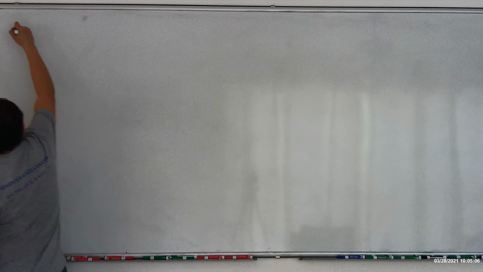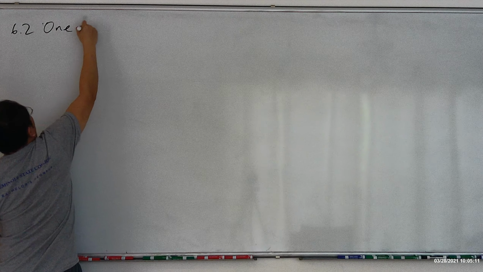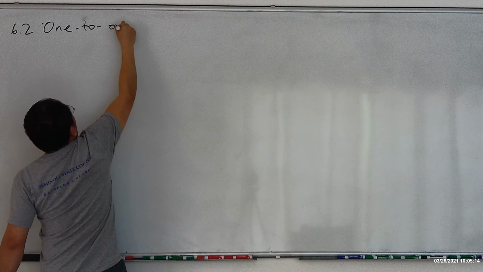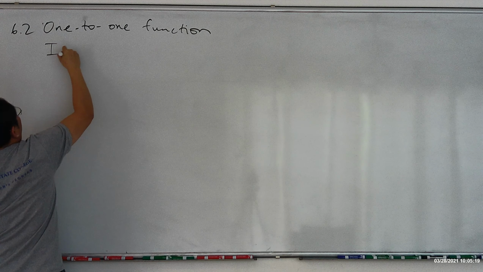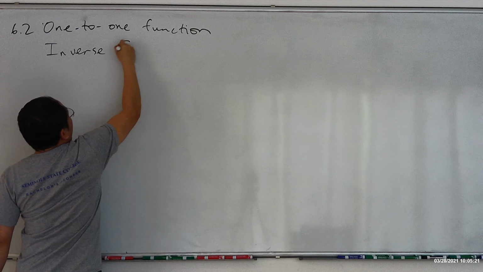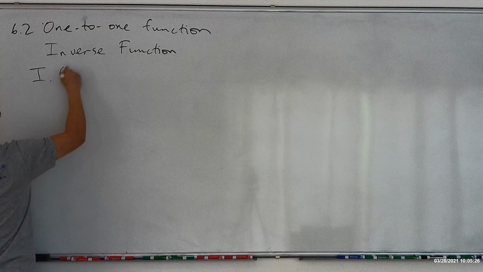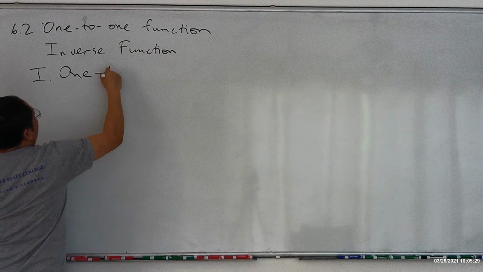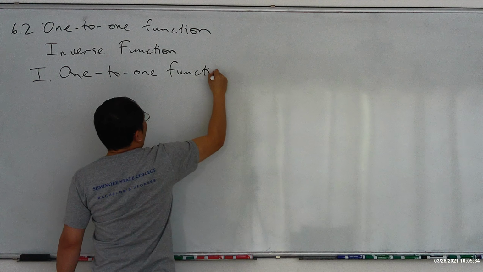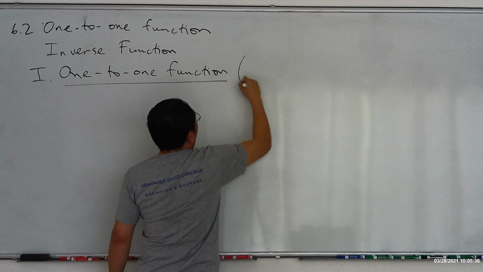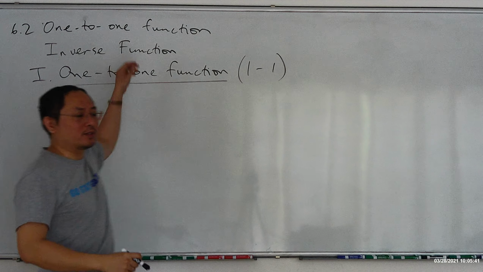Okay, 6.2. One-to-one functions and inverse functions. So let's first start with one-to-one functions. So in short, you should be able to denote one-to-one function by 1-1. Okay, so I'm going to use that notation instead of writing one-to-one all the time.